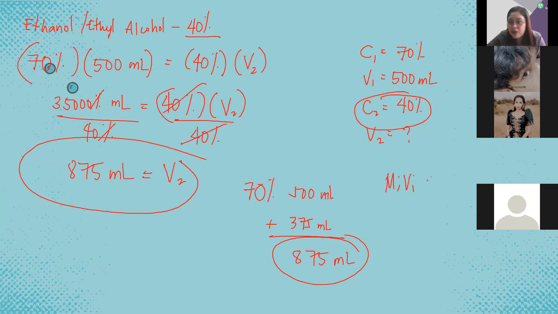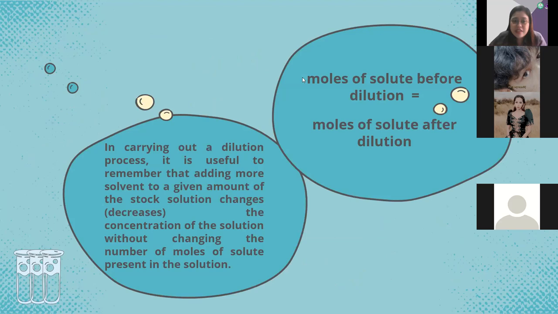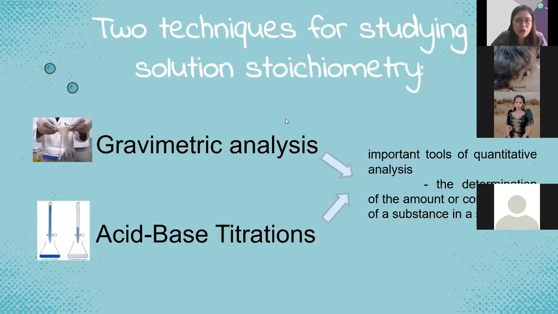You can use the M1V1 equals M2V2 if the given is in molarity. But for this case, since the concentration is not in molarity, then you can use the C1V1 equals C2V2. Okay? This is the final, the final solution or the diluted solution. And this one naman is the original. But the process in dilution, we will be adding solvent para dumami yung volume niya pero bababa yung kanyang concentration. So sinabi ko na to kanina na in the dilution process, we only add solvent, but we don't add or decrease the amount of solute. So the number of moles of solute remains the same before and after the dilution process. Okay?